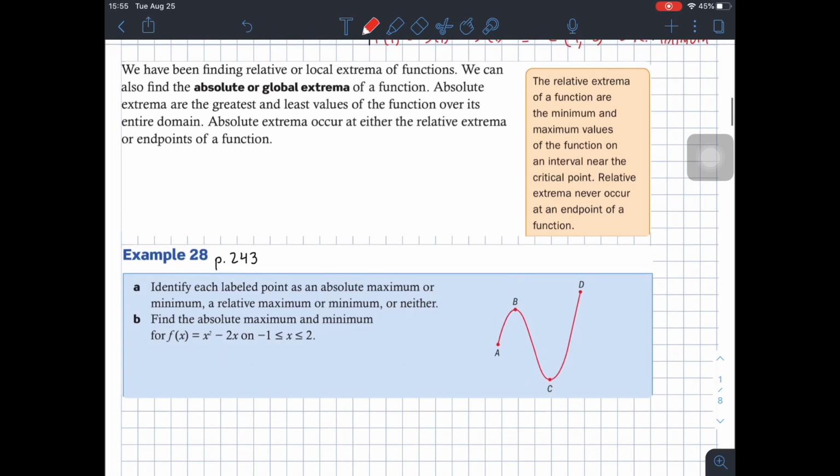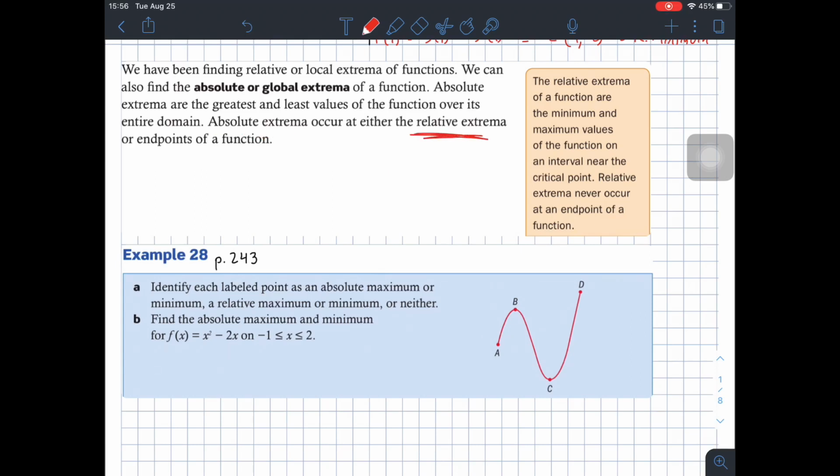It says, we have been finding relative or local extrema of functions. We can also find absolute or global extrema of a function, okay? So we've seen relative up to now, but today we're going to see the concept of absolute, also known as global extrema of a function. And it says, absolute extrema are the greatest and least values of the function over its entire domain. Absolute extrema occur either at the relative extrema or endpoint of a function. So there are two places where the absolute extrema may occur.